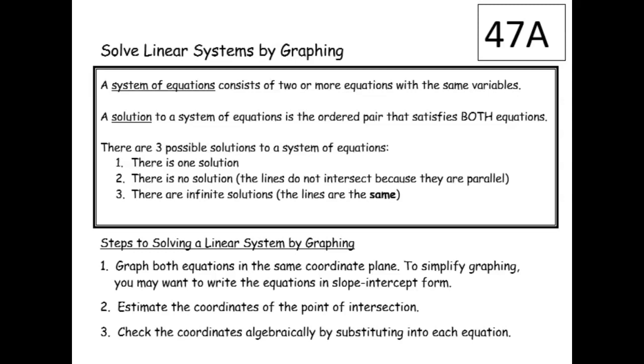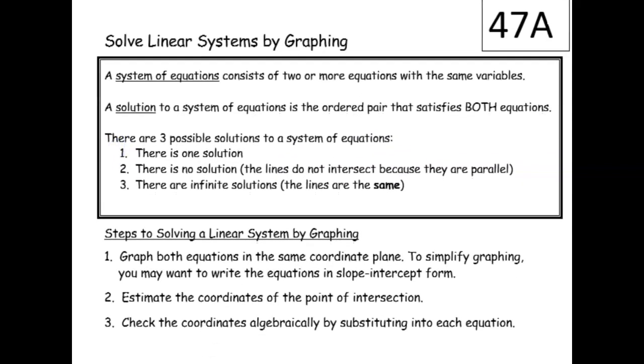So there would be one solution at that point. There would be no solution if the lines don't intersect because they're parallel. And there would be infinite solutions if the lines are actually the same. They're right on top of each other, so every point would overlap or be an intersection. So those are our three possible solutions.